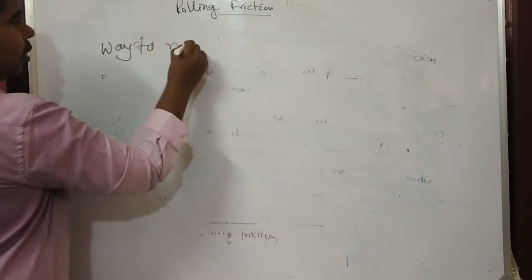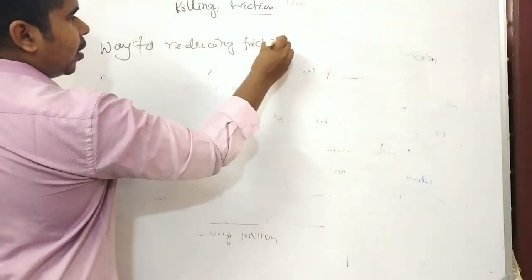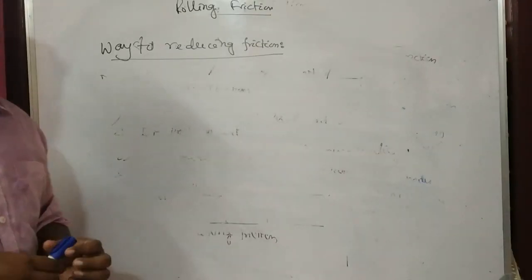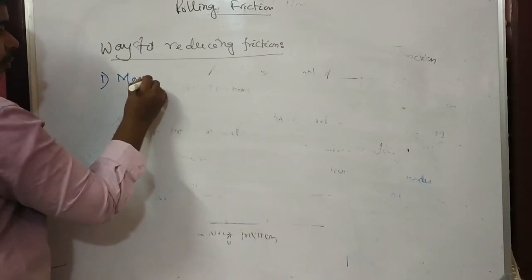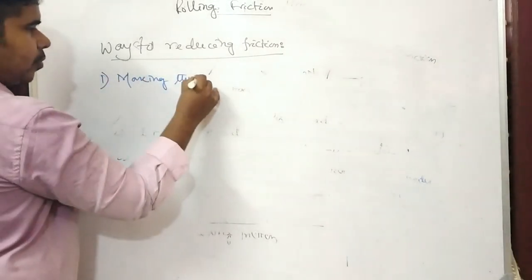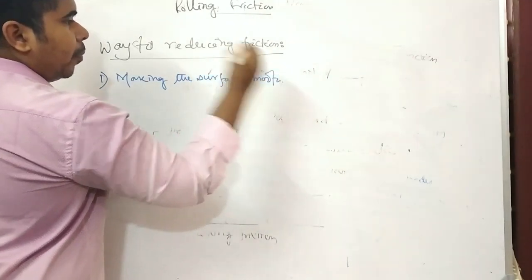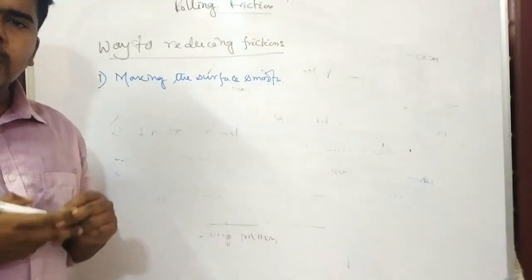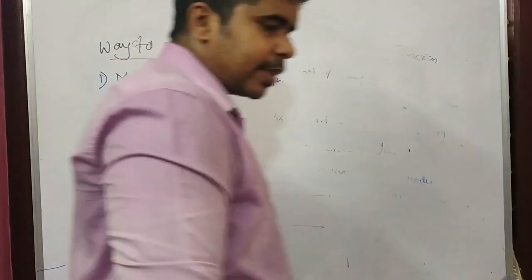Ways to reduce friction. The first point we have to learn: if I want to reduce the friction, then what do I have to do? The first thing we can do is make the surface smooth. If I make the surface smooth, it is easier to move or slide an object over it. Let's see an example.